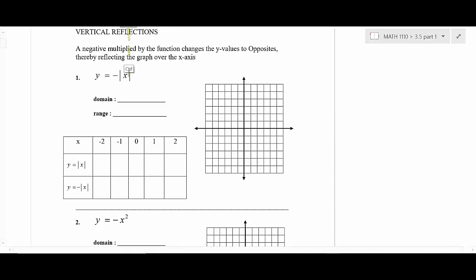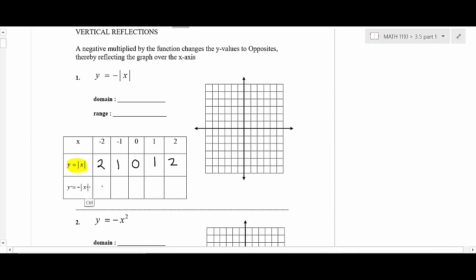So the first thing that you want to do on this is you want to go ahead and graph this, okay? So we're going to do the absolute value right here. So let's fill this out then. The absolute value of negative 2 is 2. Absolute value of negative 1 is 1. Absolute value of 0 is 0, and so forth like that. So that's going to be what we call the elementary function.